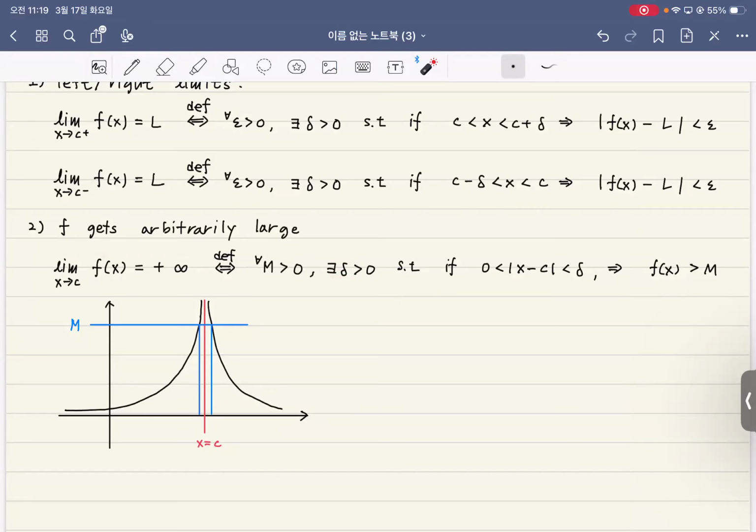And you can try to define almost the same thing for f tending to negative infinity. Do you think you can give a definition of f getting to negative infinity as x is approaching c? I guess you can easily do that.